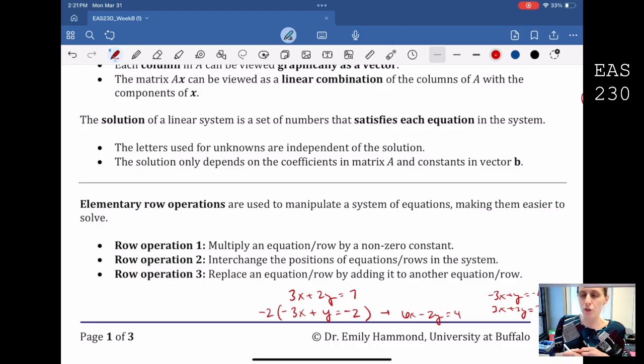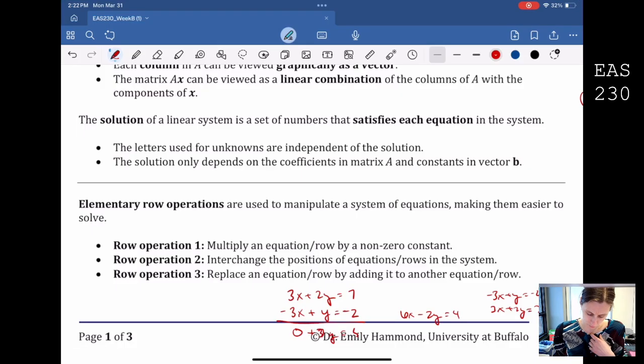Okay? And then row operation 3 is where we can do that elimination step, where we can say add equation 1 to equation 2. These ones cancel. This gets me 3y equals 5, and I can solve for y. Once I solve for y, then I can go ahead and plug it into one of the other equations and solve for x. Okay, but this is my elimination step, where I add equations together. So those are the 3 rules we can use.